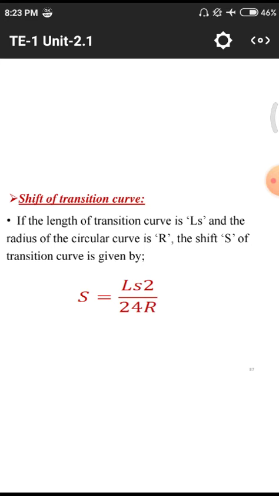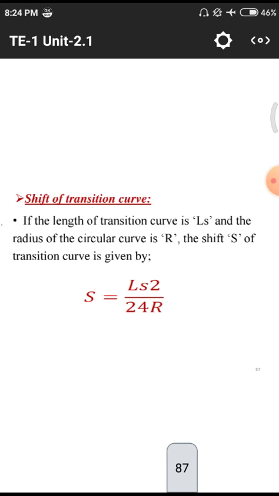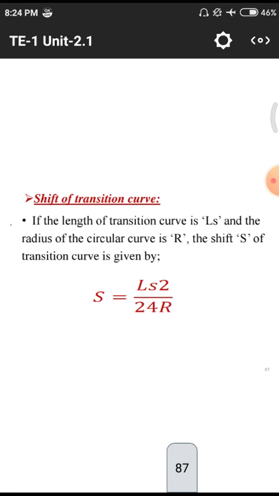The next condition is the shift of transition curve. Shift means, if the transition curve is wholly circular having equal radius on both sides, the total curve looks like a circle. That means we have equal radius on both sides from the center. If the curve is not equal, that means the radius is changing, we need to follow different principles. First of all, this is the shift of transition curve.